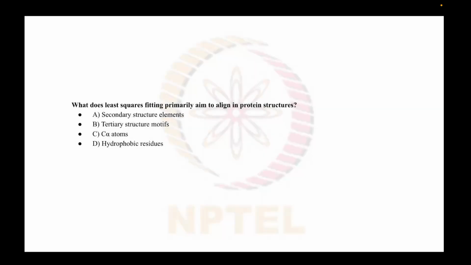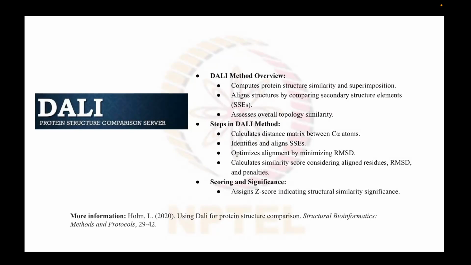So here I'll discuss some of these methods. As I mentioned, the least square fitting method primarily aims to align the C alpha atoms in protein structure. So that is the backbone C alpha atom.